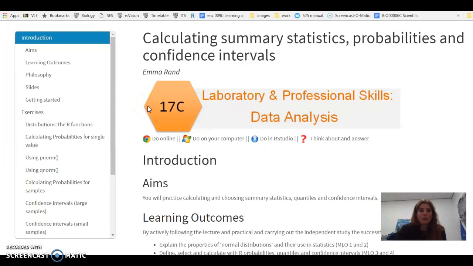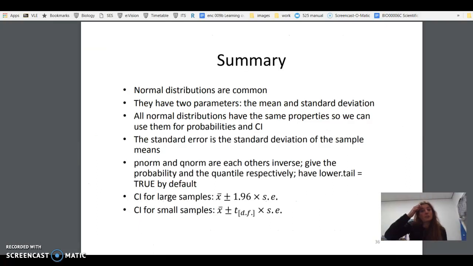Okay, so this week we're all about normal distributions, calculating summary statistics, probabilities, and confidence intervals. The key points for normal distributions are that they're really common. Many things that you might measure would follow a normal distribution. And because of that, we can use normal distributions to calculate the probabilities with which things might occur. And remember, the probability with which events might occur is key in deciding whether or not we think what we see is likely or not likely in hypothesis testing.